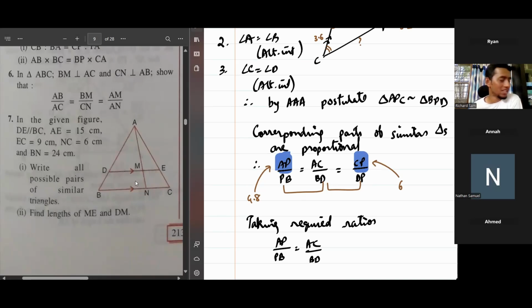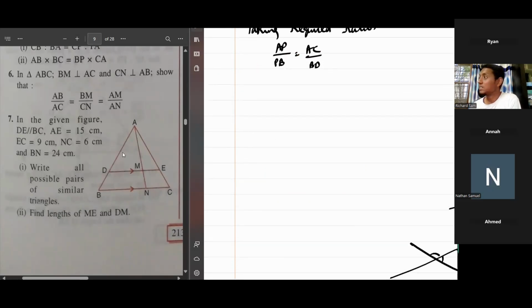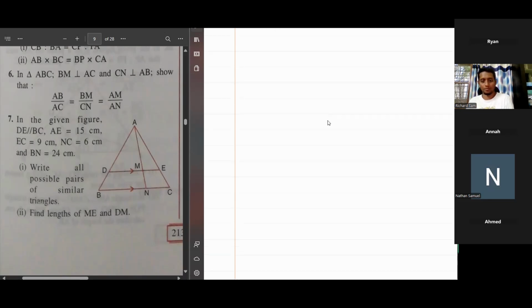So tell me, by looking at it, which triangles do you think are similar to each other? ABN is similar to ADM. Yes, ABN, that's this big triangle, is similar to the small triangle here, ADM. How do we prove that? Corresponding angles.